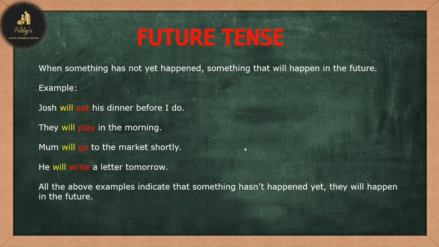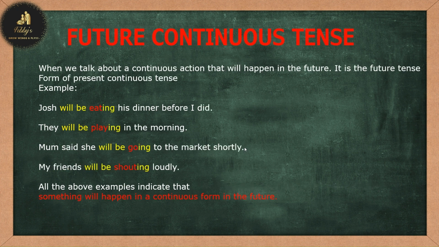When we talk about future tense, it is something that has not yet happened or something that will happen in the future. Example: Josh will eat his dinner before I do. They will play in the morning. Mom will go to the market shortly. He will write a letter tomorrow. All the above examples indicate that something hasn't happened yet. They will happen in the future. The key word here is will.